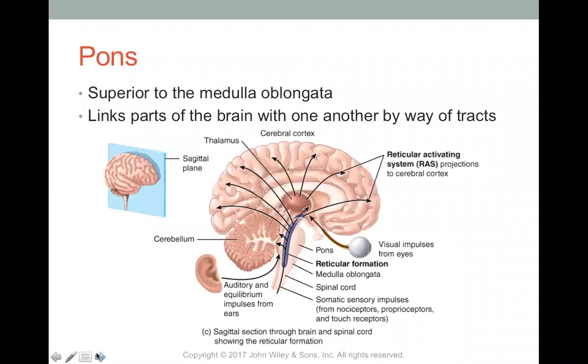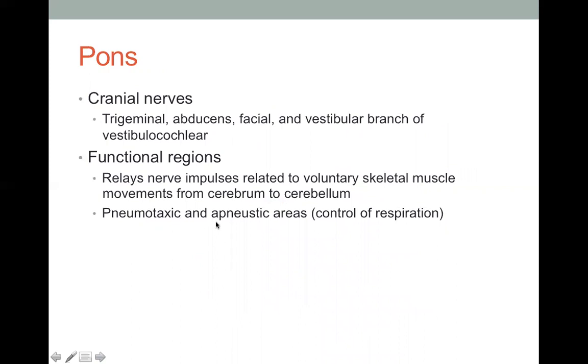The pons also contains what we call a pneumotaxic and an apneustic area. The pneumotaxic and apneustic area, these help control respiration along with the respiratory center that we had in the medulla. You also have nuclei for cranial nerves 5 through 7 and the vestibular branch of cranial nerve 8 originating here in the pons.